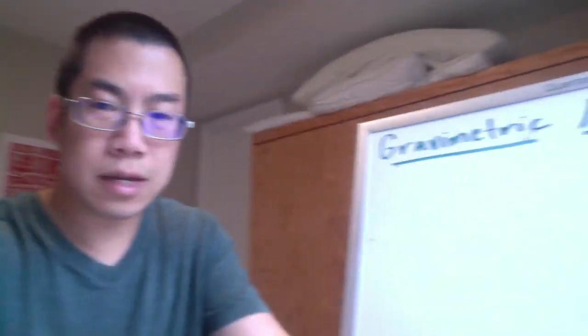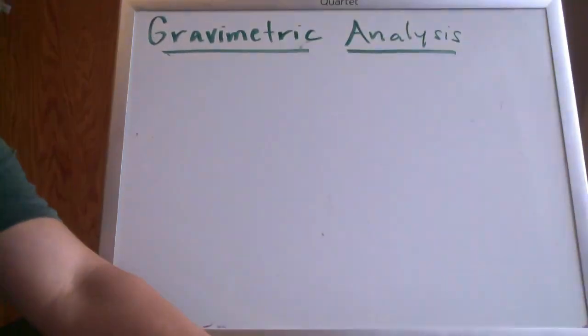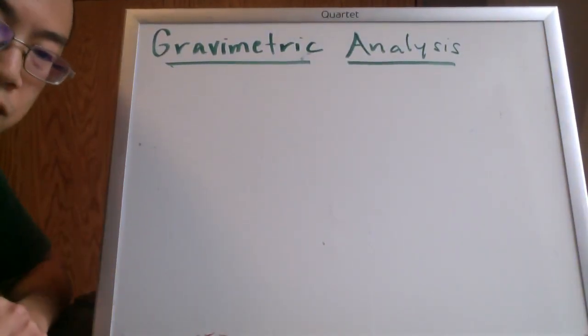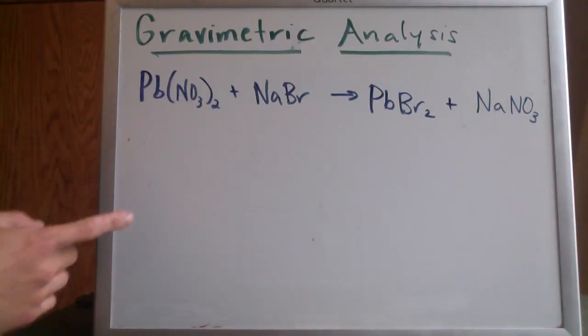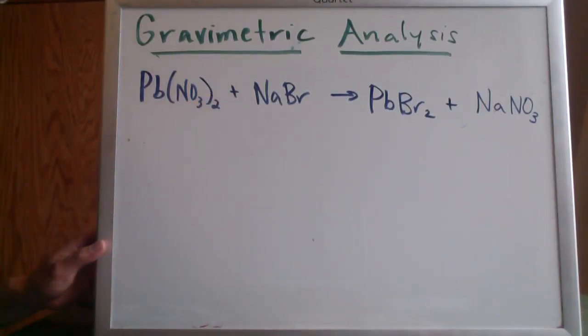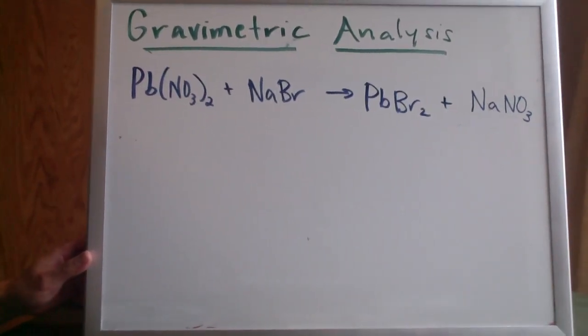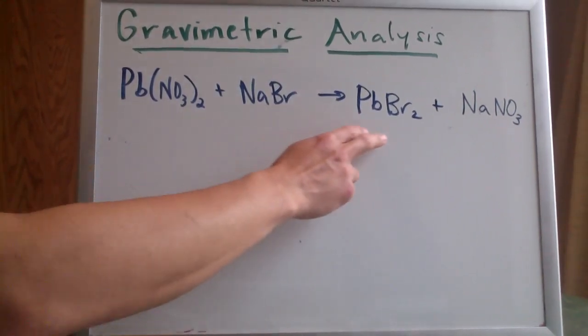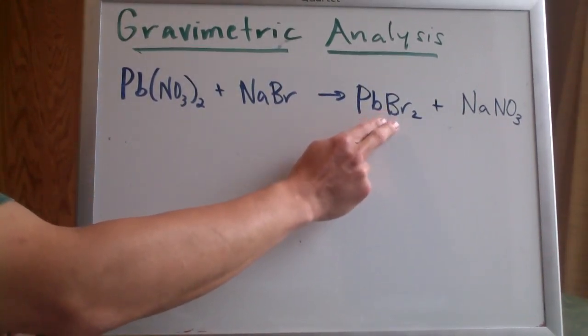And so what we're going to do is there's a couple of important pieces of information that we need. So let's go ahead and take a look, and we'll set up the equation for you. So here we have gravimetric analysis set up by this equation that just appeared. And with this equation, we're going to take this product that we're going to collect.